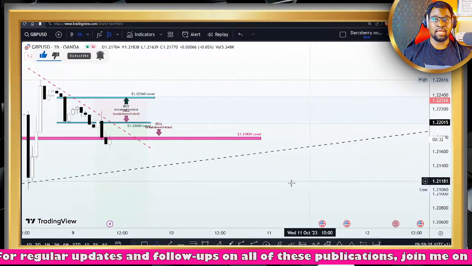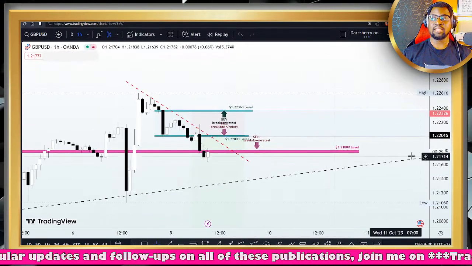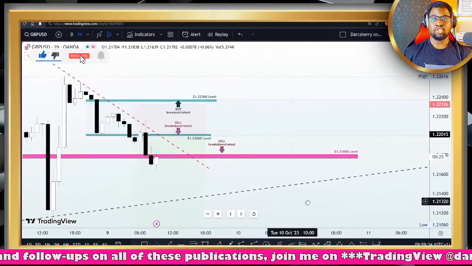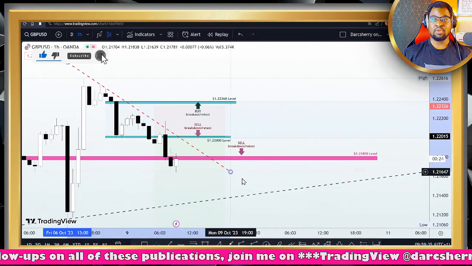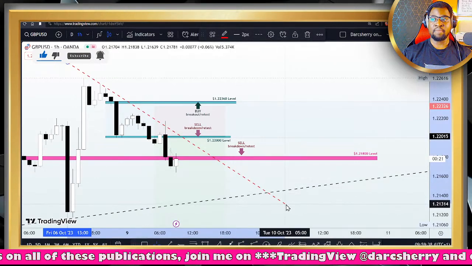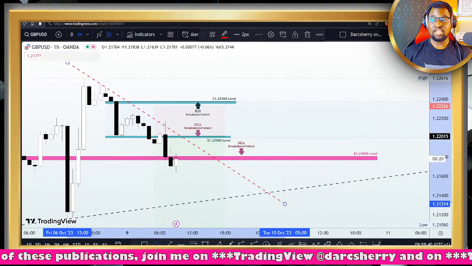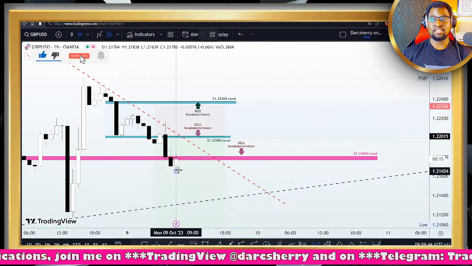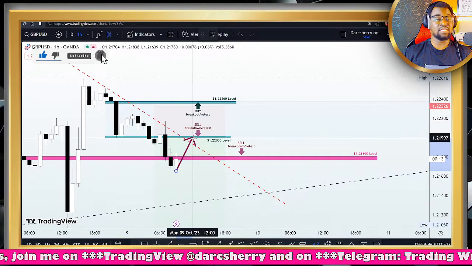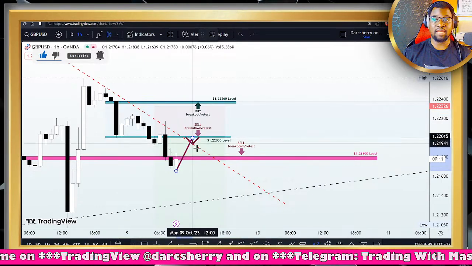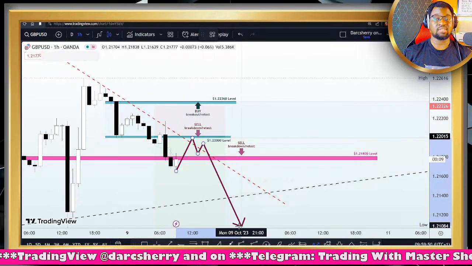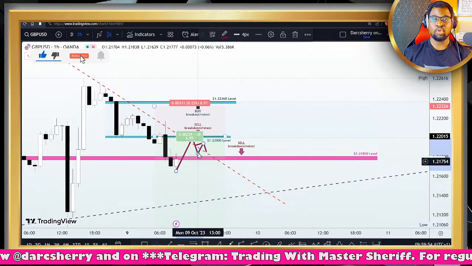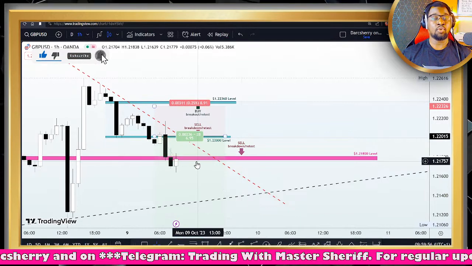I will be with you in the comment section of both my TradingView and Telegram platforms to give you updates as and when due. So as long as price still remains below this trend line, I hold on to a bearish bias, and there are still chances for those who had missed out on this bearish move. Price could come back, retest the 1.220 or that descending trend line to continue the downtrend.